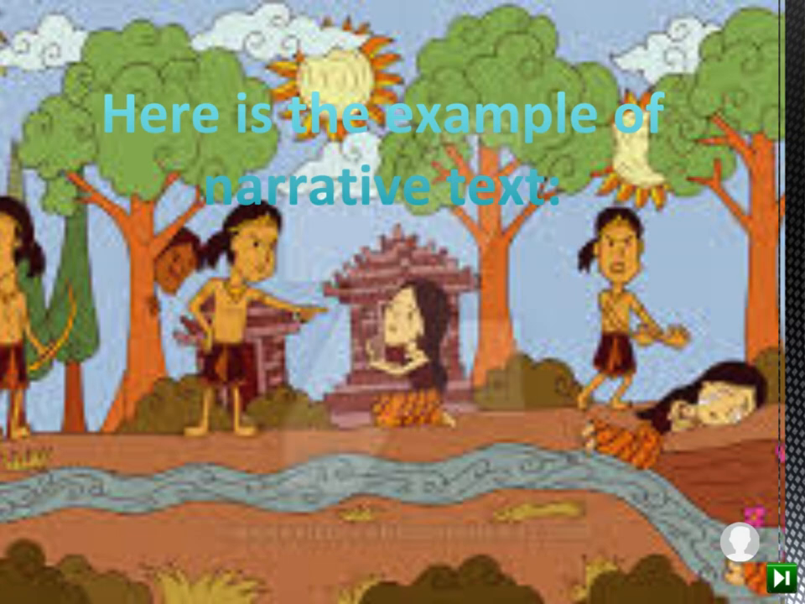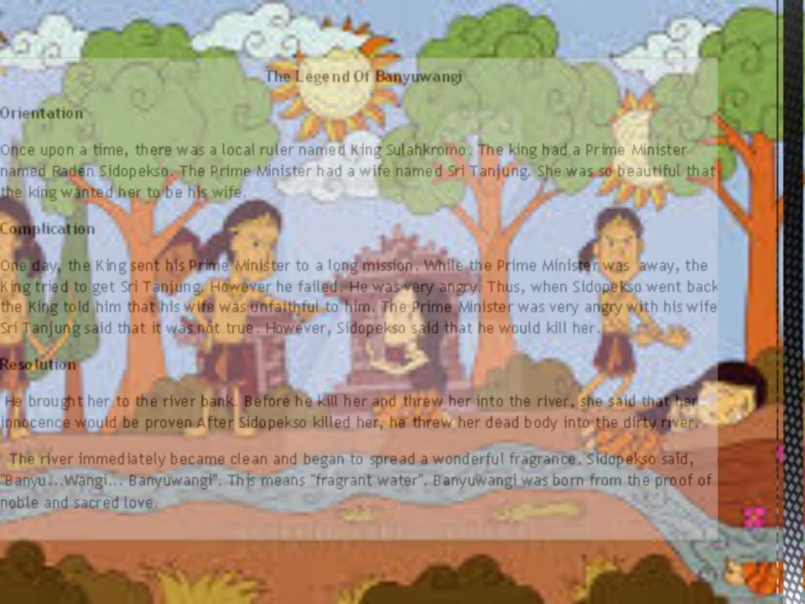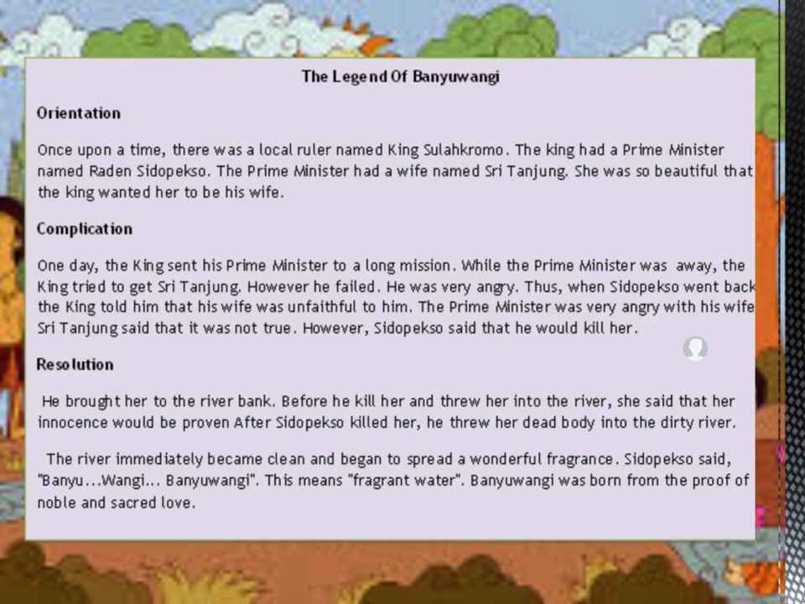Here is one example of a narrative text. From the picture, can you guess the title of the legend? Yes, the picture is about the legend of Banyuwangi. The legend of Banyuwangi is divided into three parts of generic structures. The first part is orientation, the second part is complication, and the third part is resolution. Let us read the orientation part.